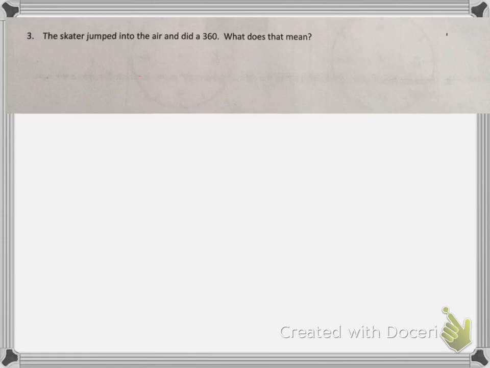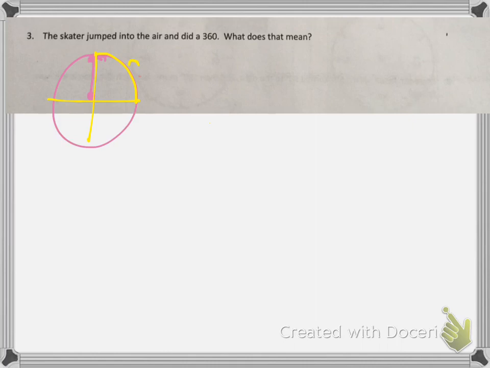Let's go to number 3. Number 3 tells us that a skater jumped in the air and did a 360. What does that mean? Well, let's use our circle. I'm going to draw a circle. Okay, we've got a skater. And we're going to say he starts out by looking this way. Again, let's use our right angles to find 360. So I'm going to split my circle into fourths.